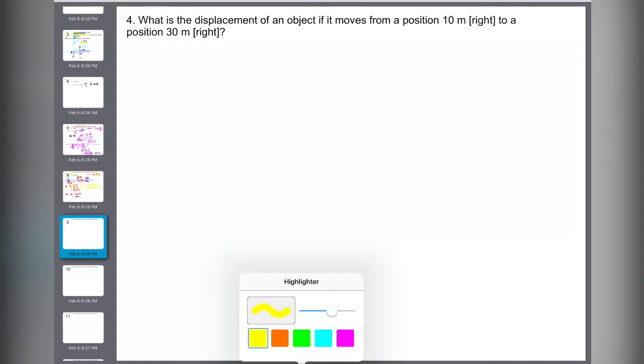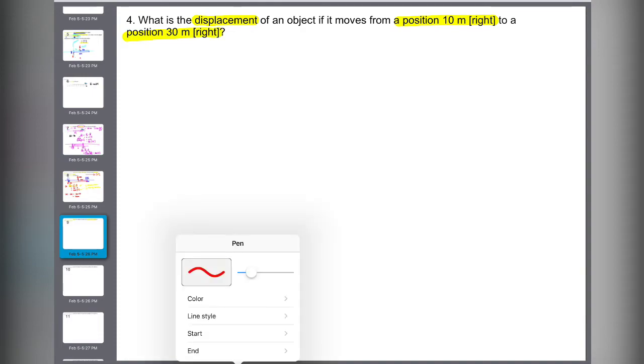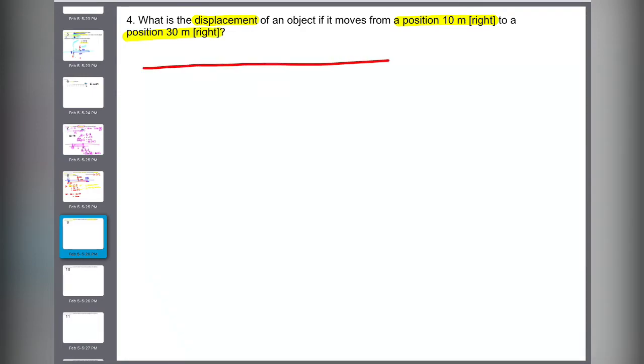Question 4. What is the displacement of an object if it moved from a position 10 meters to the right to the position 30 meters to the right? Quick number line. Okay, so what is the position? If this is 0, I started at 10 meters to the right. This is my D1. And then I now move to 30 meters to the right. This is my D2. They ask for displacement. Displacement has an equation. I'm going to stop. You write your equation. What's displacement? Double check your symbol. Double check everything.